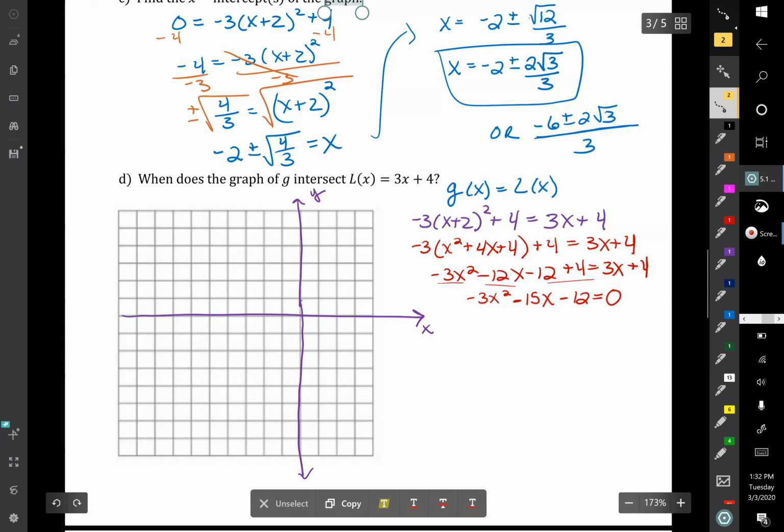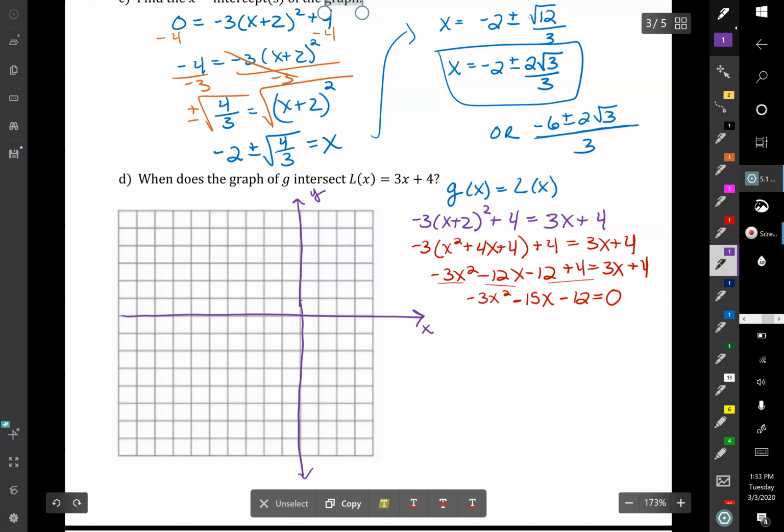So then we go ahead and just combine like terms. The negative 3x squared, I have negative 12x minus 3x is going to give me minus 15x. Negative 12 plus 4 gives me a negative 8, and then I subtract 4, I get minus 12, and I set that all equal to 0 now. So then I can factor out a negative 3.